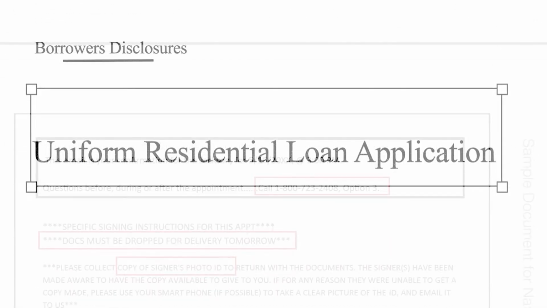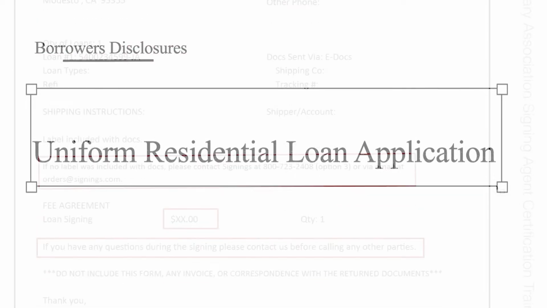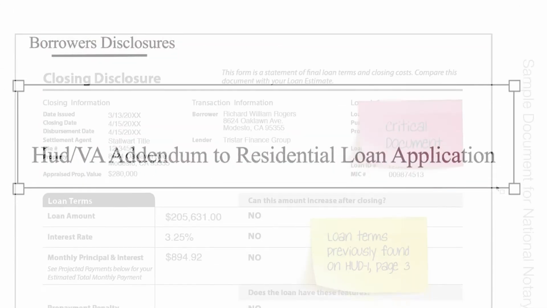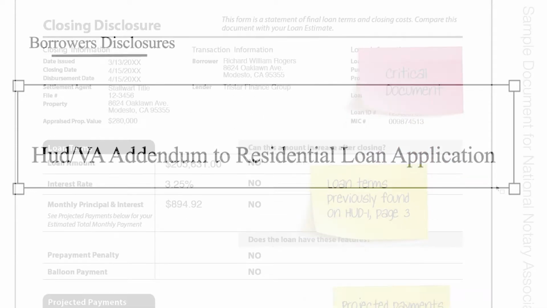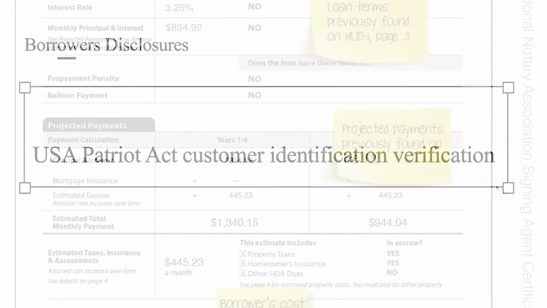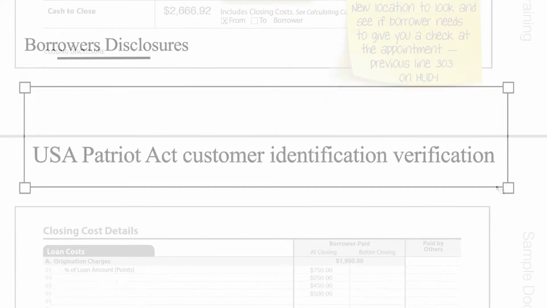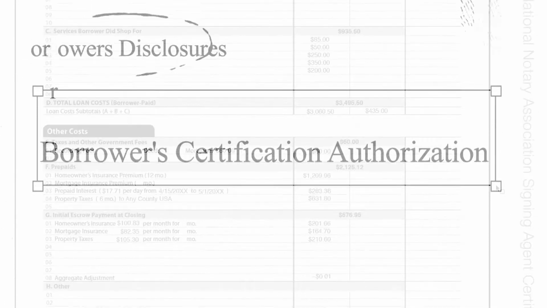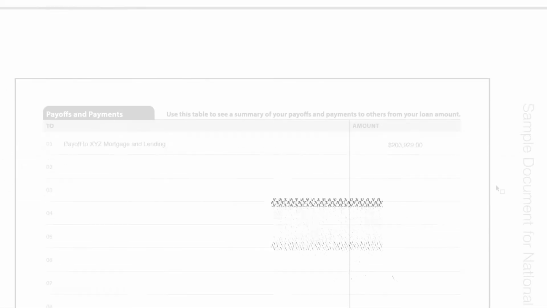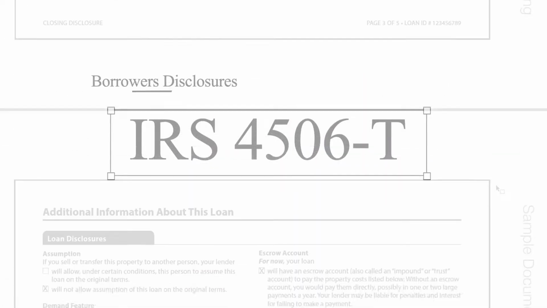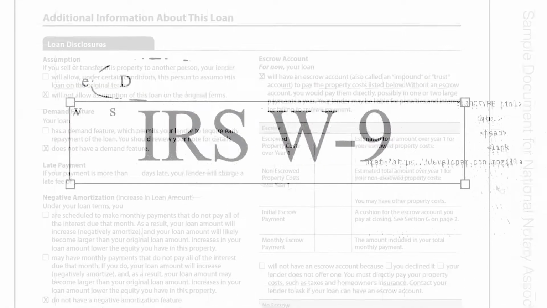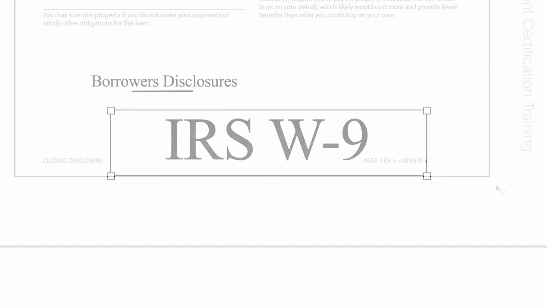The first one is the Uniform Residential Loan Application, also known as the 1003, HUD/VA Addendum to Uniform Residential Loan Application, USA Patriot Act Customer Identification Verification, Borrower's Certification Authorization, IRS 45060, and the IRS W9. The other set of documents that we're going to talk about are the lender's disclosures.